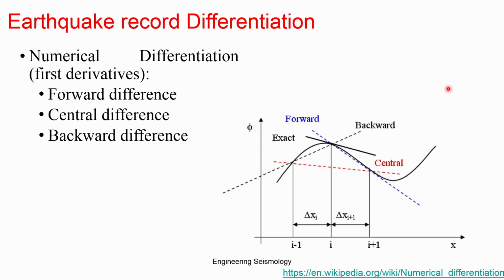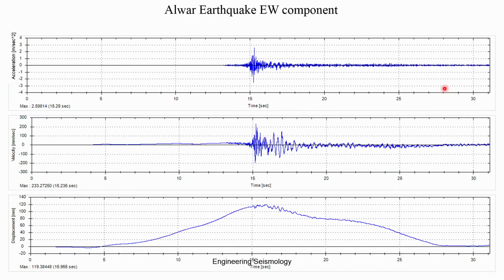Once you integrate and differentiate, a particular type of waveform will be transformed to the other form of waveform. So, this is the typical earthquake, the east west component. Each component of the record can have three types of plot: the acceleration time history plot, the velocity time history plot and the displacement time history plot. This is basically the east west component.